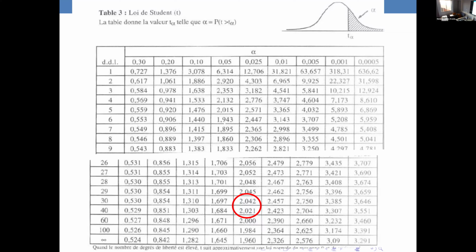So we need to find the value which corresponds to 2.5%, and this will just be the opposite, okay? So this is why we're looking for alpha equals 0.025, because this only gives one side. If you look at 5%, it will be like looking for 10, do you understand? So here, for 34 degrees of freedom, we don't have 34, we have 30 and 40.